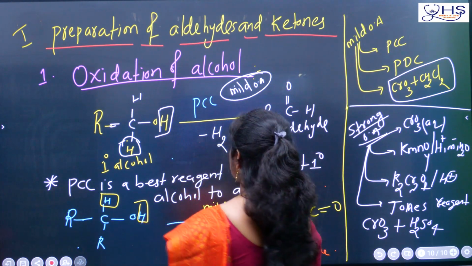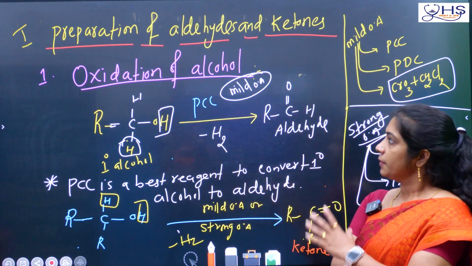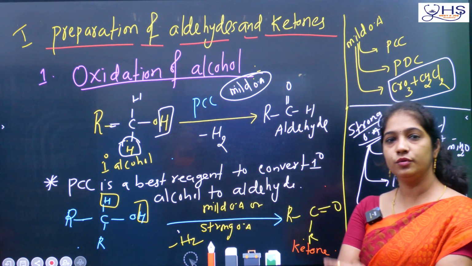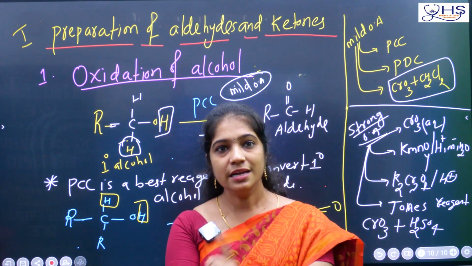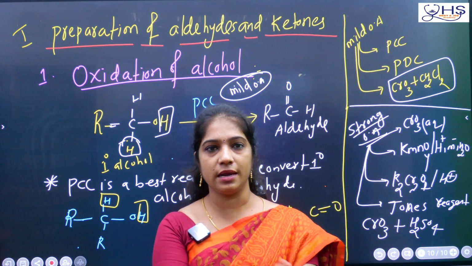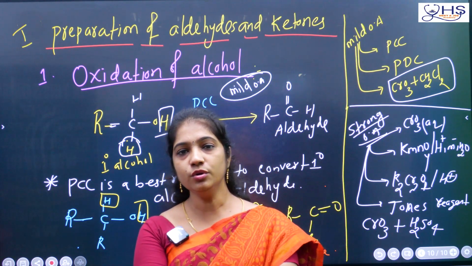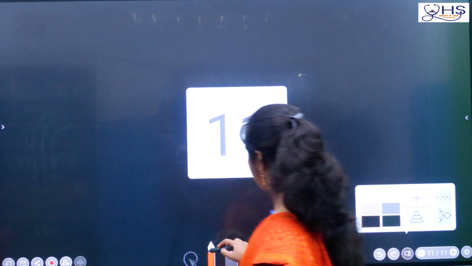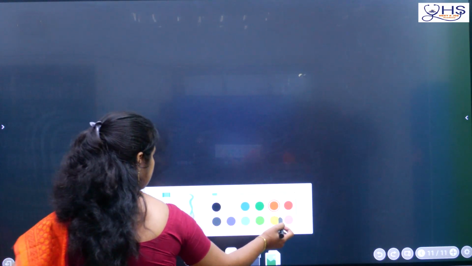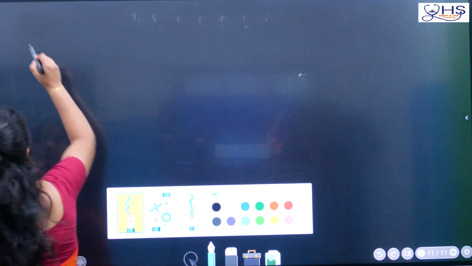Very important. So this is the first method. What is the first method? Oxidation of alcohol. Primary alcohol with a mild oxidizing agent gives aldehyde. Secondary alcohol with strong or mild, any oxidizing agent will give you ketone. Okay. Next we will go for the second method.